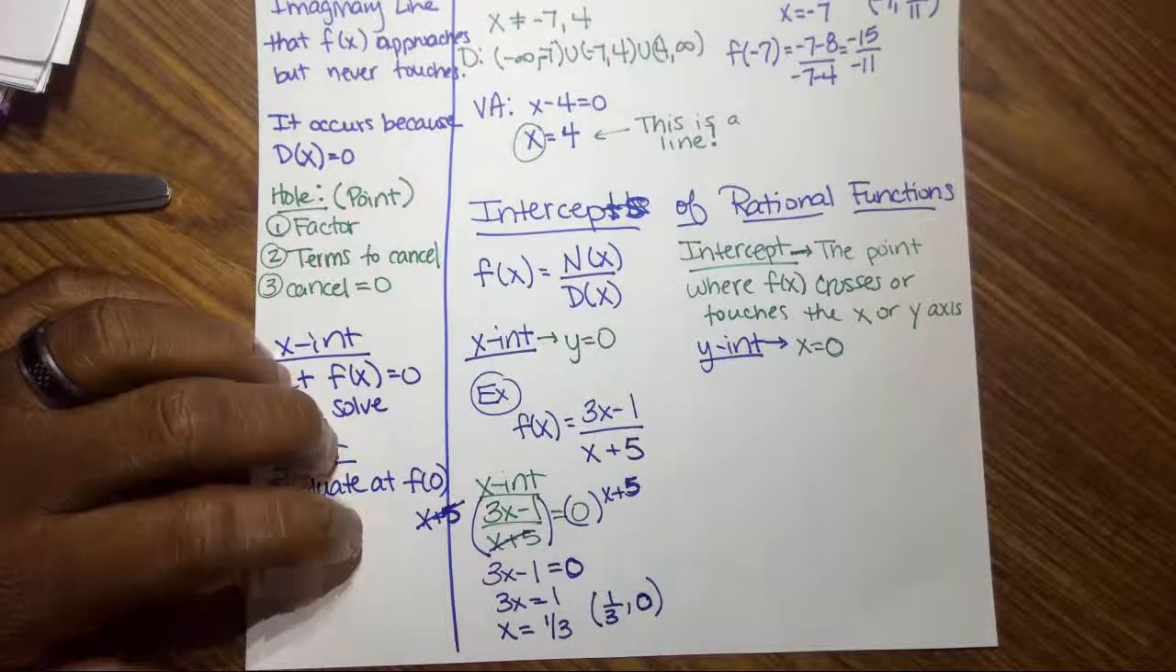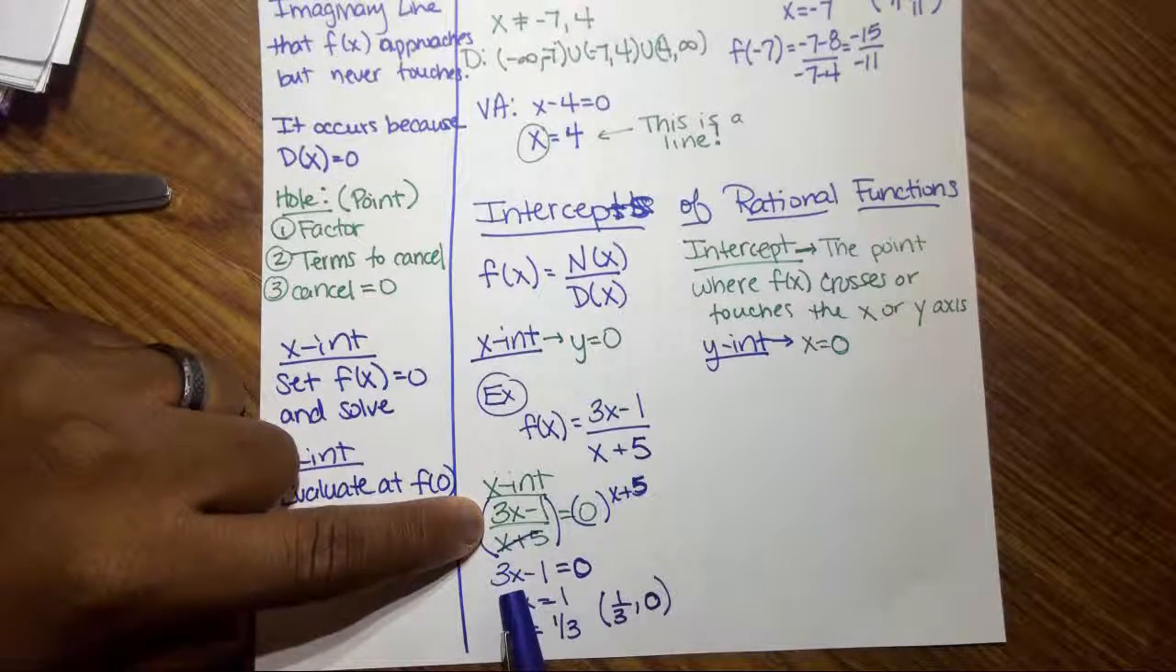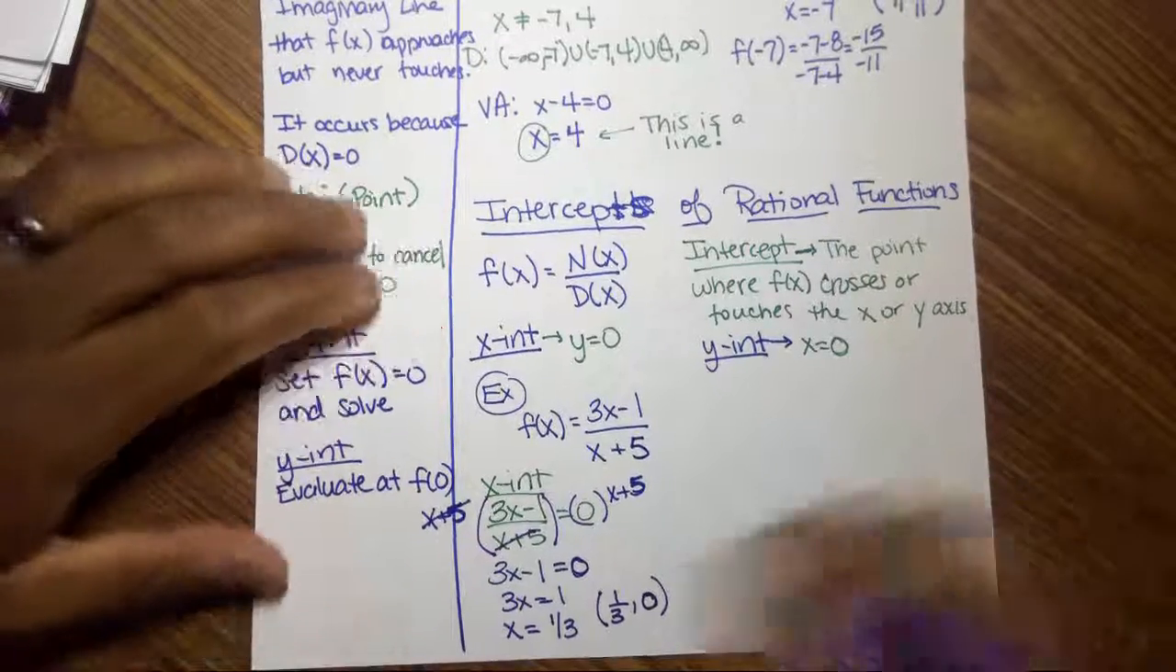Everybody got that? So when you find the x-intercept, how do you find the x-intercept? Set the numerator equal to what number? And solve it. Everybody understand that? Alright. The y-intercept.